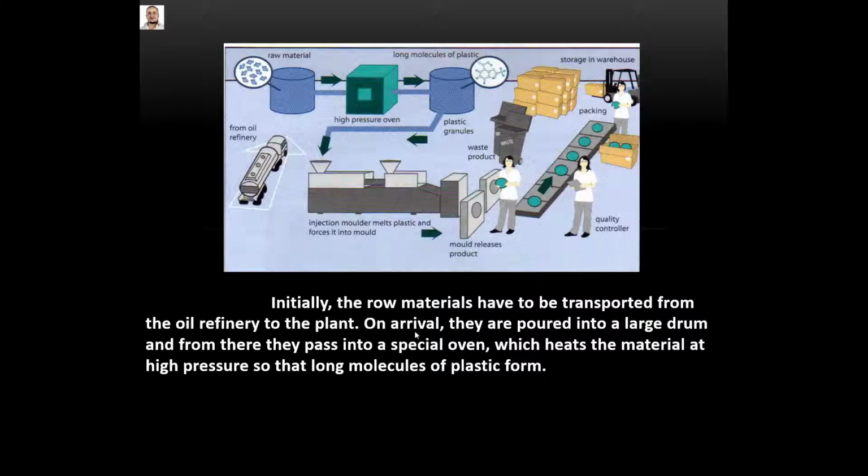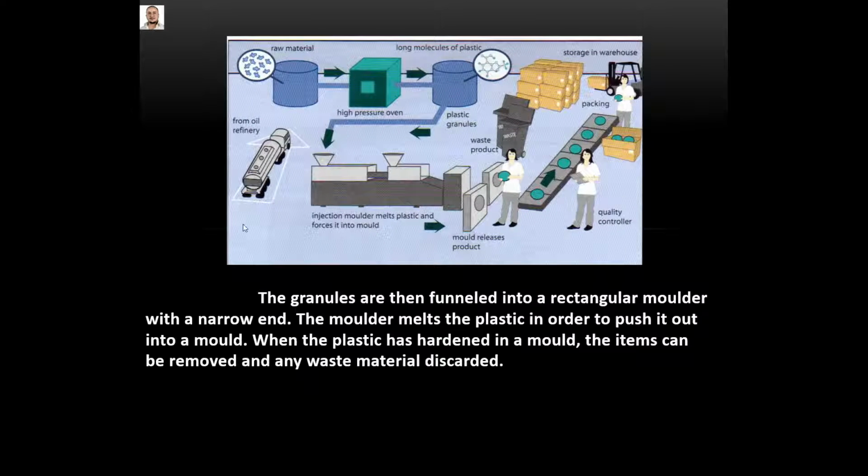On arrival, they are poured into a large drum. This is the shape of the large drum. From there they pass into a special oven, which heats the material at high pressure so that long molecules of plastic form. After that, we start the second step. The granules, we have plastic granules here.